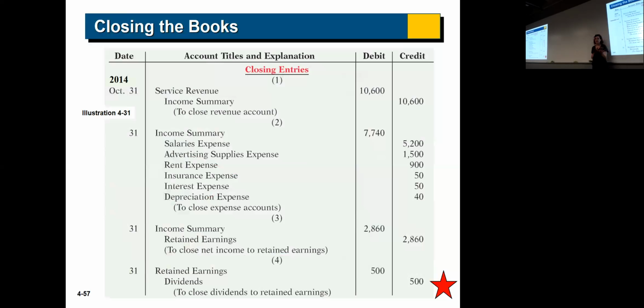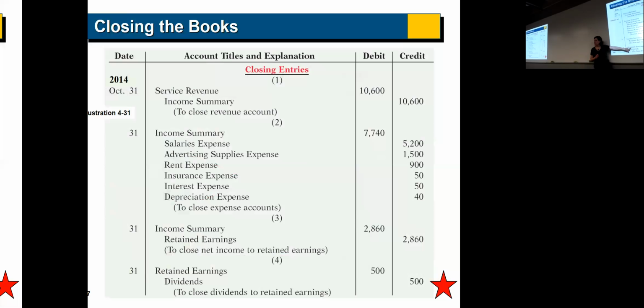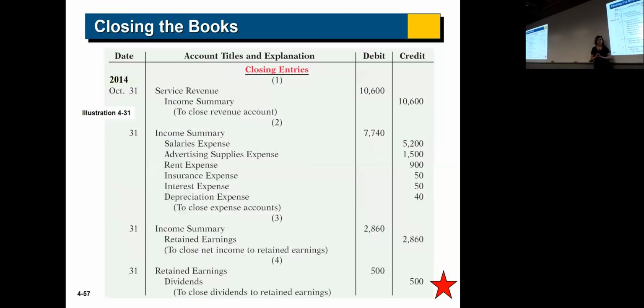4 are dividends. Dividends just run straight through retained earnings. Dividends have a debit balance, so to get rid of them, we have to credit them. So we're going to debit retained earnings, which makes our retained earnings go down, and we're going to credit dividends. Okay? So those are the 4 entries you need to do for closing entries.